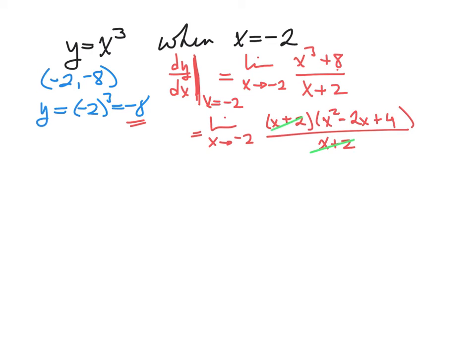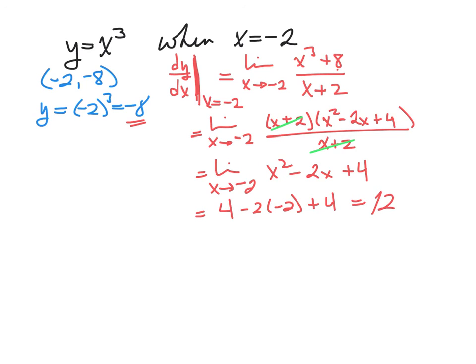The x plus 2's cancel, and we simplify that into the limit as x approaches negative 2 of x squared minus 2x plus 4. When we substitute, negative 2 squared is 4, minus 2 times negative 2, plus 4. Well, that looks like 4 plus 4 plus 4, which is 12.